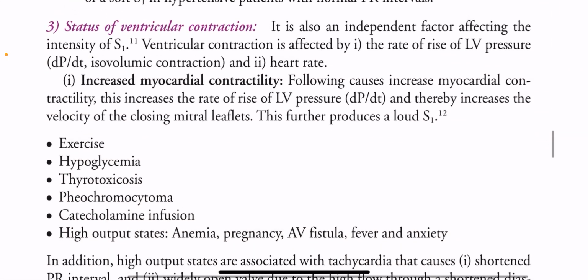Now, status of ventricular contraction. It is also an independent factor affecting the intensity of first heart sound. Ventricular contraction is affected by the rate of rise of LV pressure and heart rate. Increased myocardial contractility increases the rate of rise of LV pressure and thereby increases the velocity of the closing mitral leaflets. This further produces a loud first heart sound. Causes include exercise, hypoglycemia, thyrotoxicosis, pheochromocytoma, catecholamine infusion, high output status, anemia, pregnancy, AV fistula, fever, anxiety.